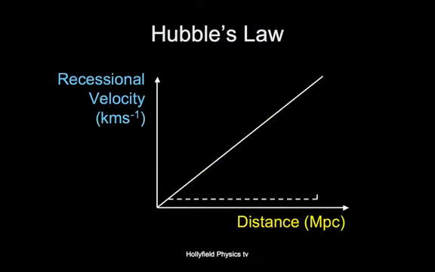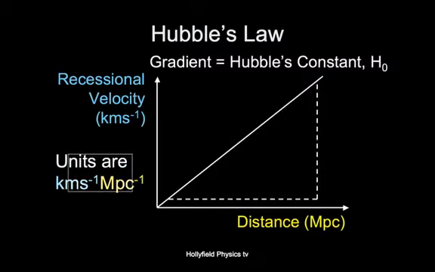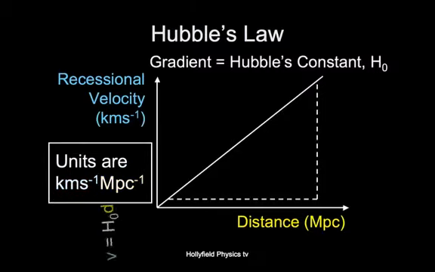Gradient of that line, recessional velocity against distance, is what we now call Hubble's constant, H0. And it has some funny units. Kilometers per second per megaparsec. And Hubble's law, recessional velocity v equals Hubble's constant times the distance.